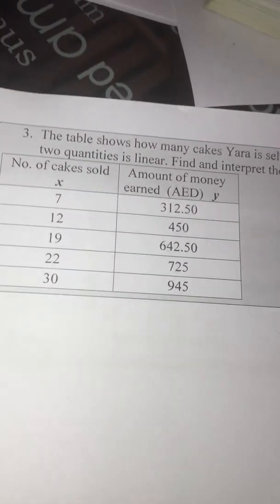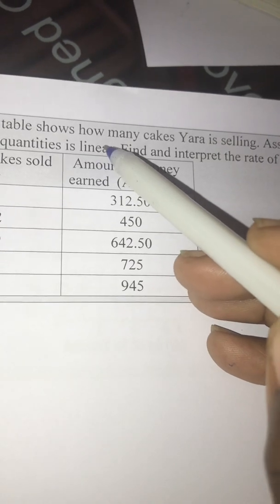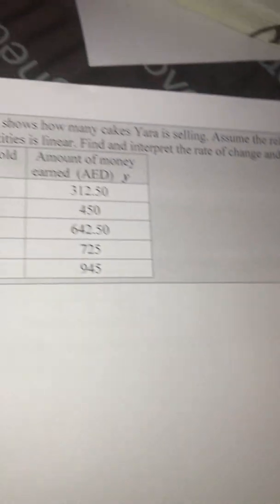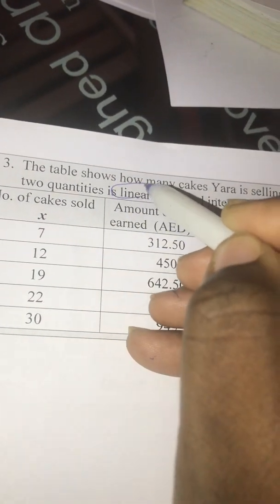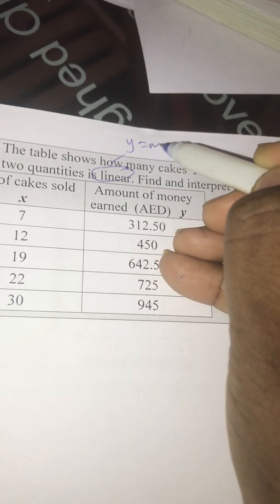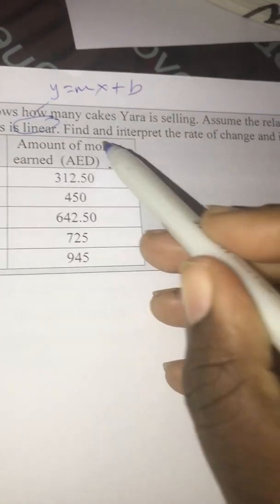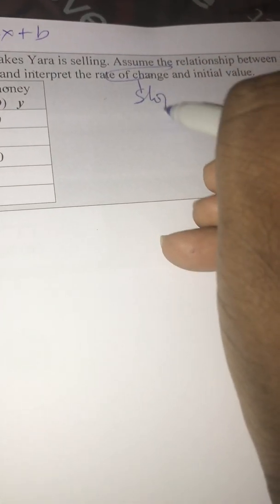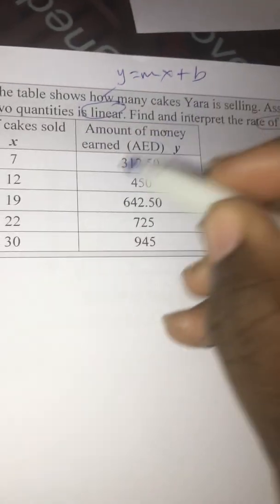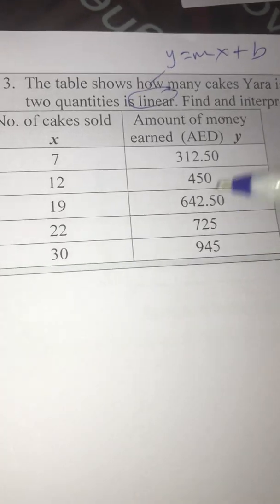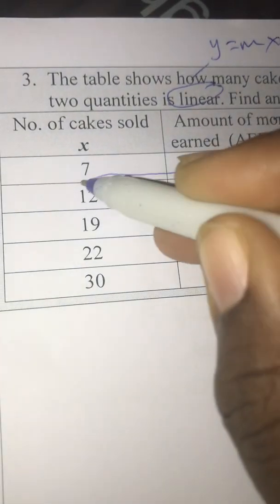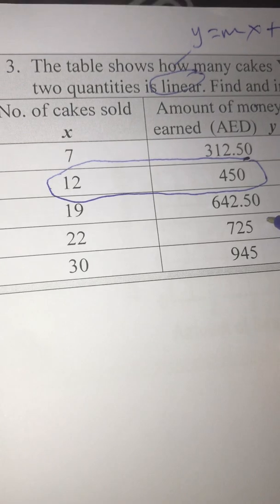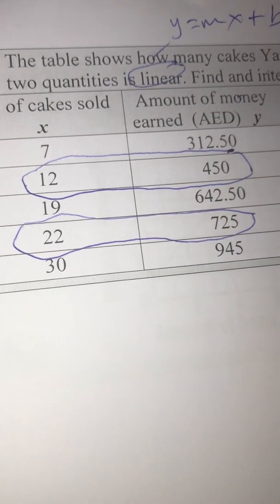All right, let's do when we have a table. So the table shows how many cakes Yara is selling. Assume the relationship between the two quantities is linear. So that means y equals mx plus b. Find and interpret the rate of change. That means find the slope. And the initial value means find the y-intercept. Now slope, I'm going to use whole numbers. So my first point is 12, 50, and my second point is 2, 725.